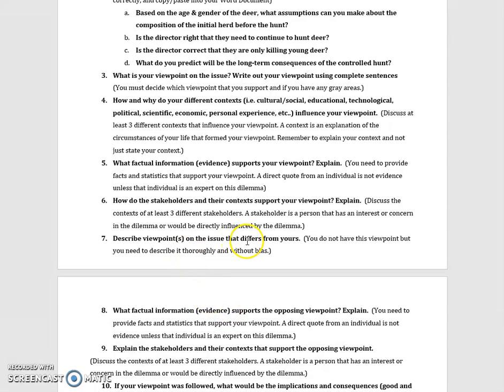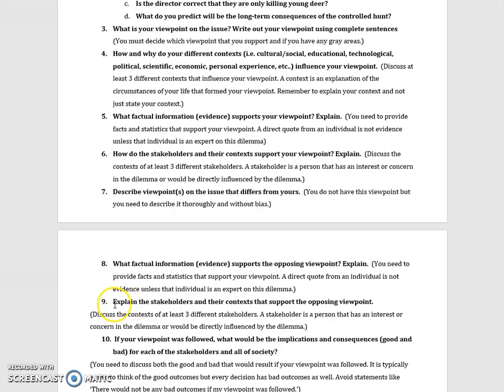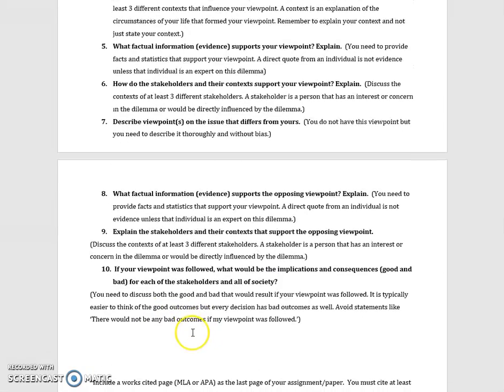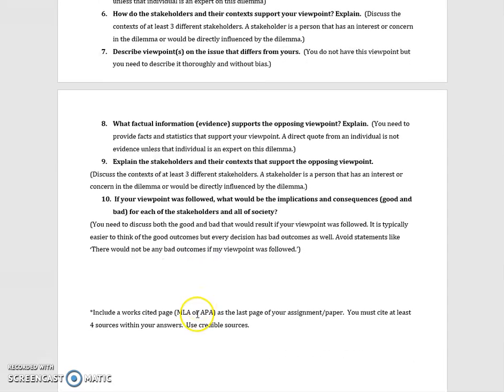Describe viewpoints on the issue that are different from yours. What factual information supports your opposing viewpoint, and then explain those stakeholders and their context. And then if your viewpoint was followed, what would be the implications and consequences? And then they also have to have at least 4 sources that they cite and can use within this paper as well.